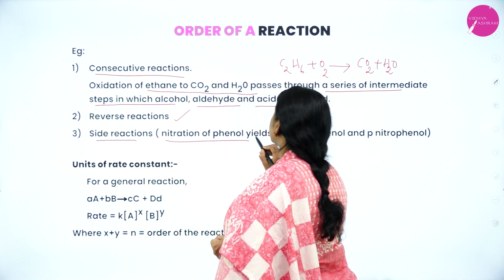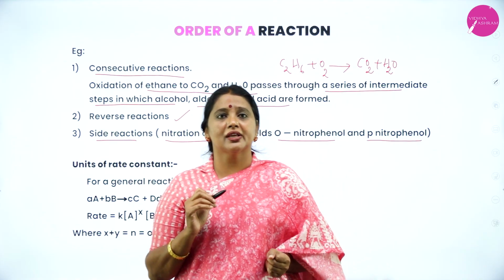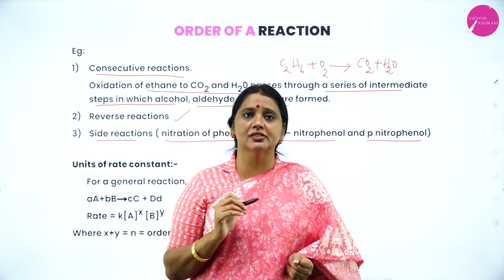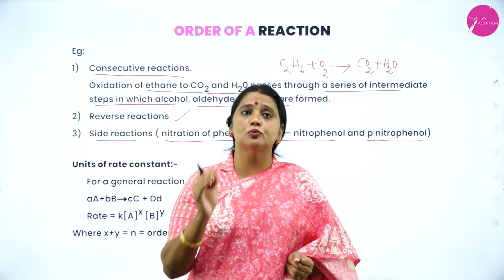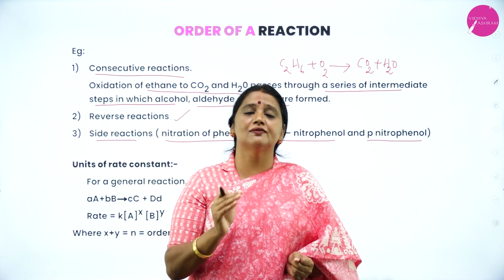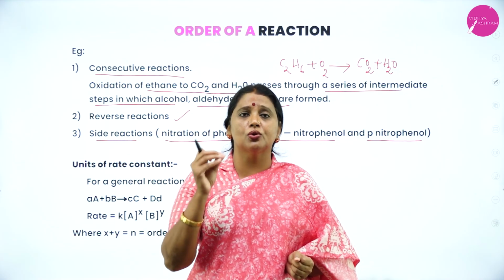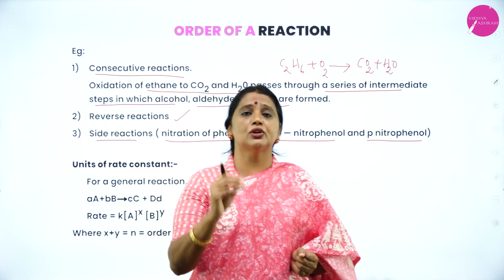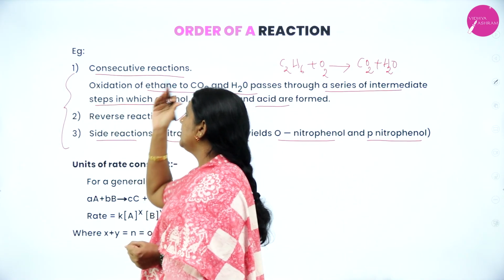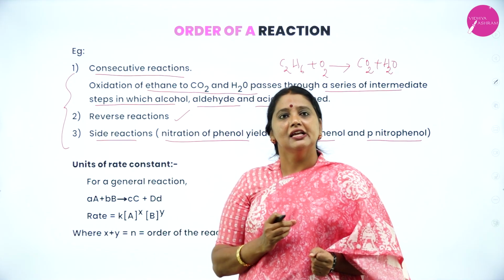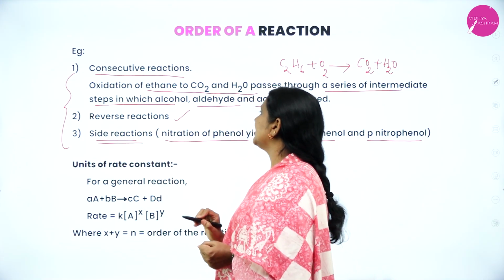Reverse reactions as well as side reactions. For example, nitration of phenol yields orthonitrophenol and paranitrophenol. You know that in organic chemistry, I discussed this under haloalkanes and haloarenes. When chlorobenzene or phenol undergoes nitration, they give a mixture of 2 products, one is ortho and another is para, in which para is major. These are all beautiful examples for complex reaction. Examples for complex reactions are consecutive reaction, reverse reaction as well as side reaction.